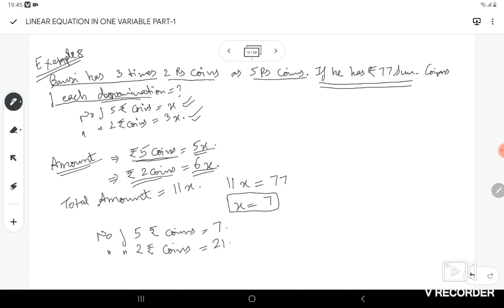Now adding it we get 5x plus 6x equal to 11x, and it is given that the sum is equal to rupees 77. So 11x equal to rupees 77, x comes out equal to 7. So the number of 5 rupee coins is equal to x, so it will be 7, and the number of 2 rupee coins is equal to 3x, so it will be equal to 3 into 7 equal to 21. So there are 7 5-rupee coins and 21 2-rupee coins.